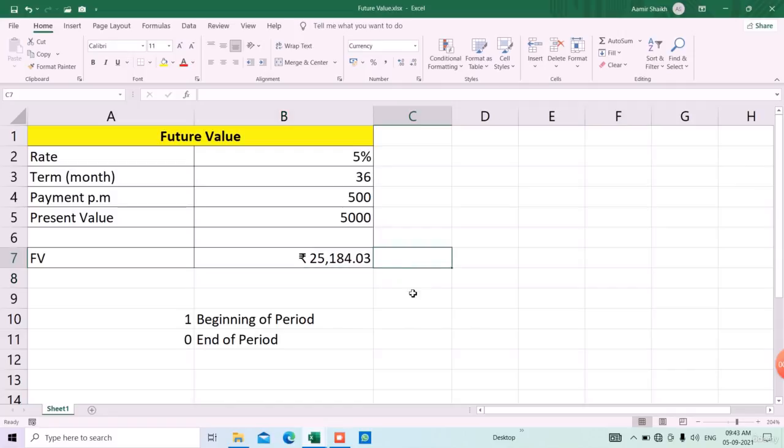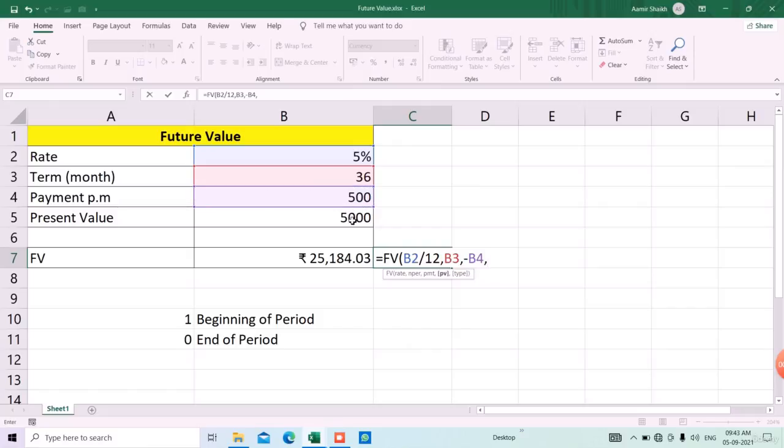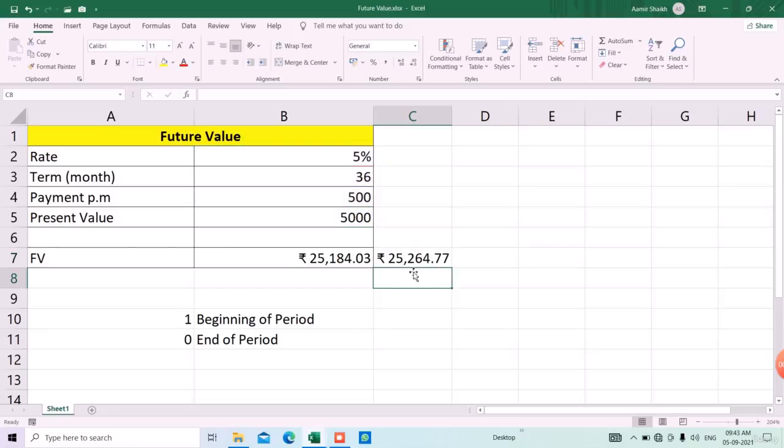Suppose in the same example, I'll write once again, that is the rate divided by 12, comma, 36 months, and minus this, comma, minus this, comma, 1. So that is the beginning of the period, and this is the end of the period, 0. So if you can see, there is a difference between future value calculation of some minor amount because of the payment term, the time of the payment. So I hope you have understood how this future value function works. Please calculate that. Thank you.